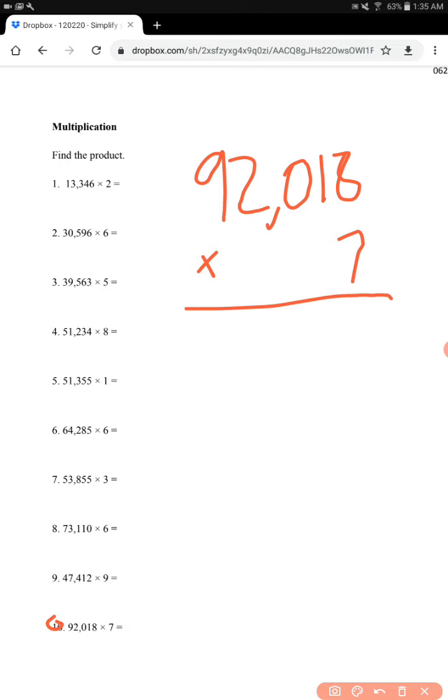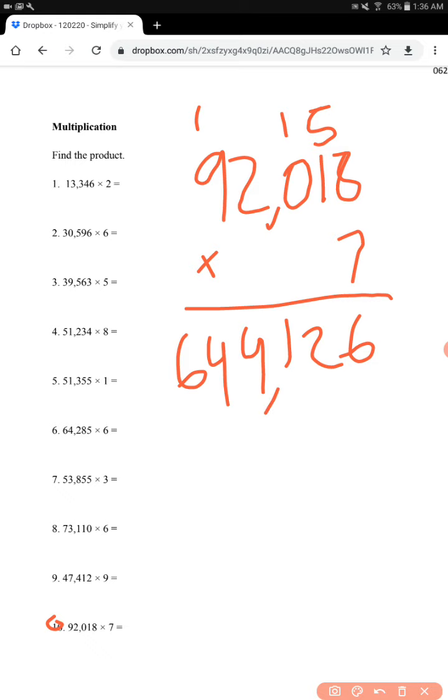8 times 7 is 56. 7 times 1 is 7, plus 5 is 12. Then 7 times 0 is 0, plus 1 is 1. Then 7 times 2 is 14. Then 7 times 9 is 63, plus 1 is 64. So you're left with 644,126.